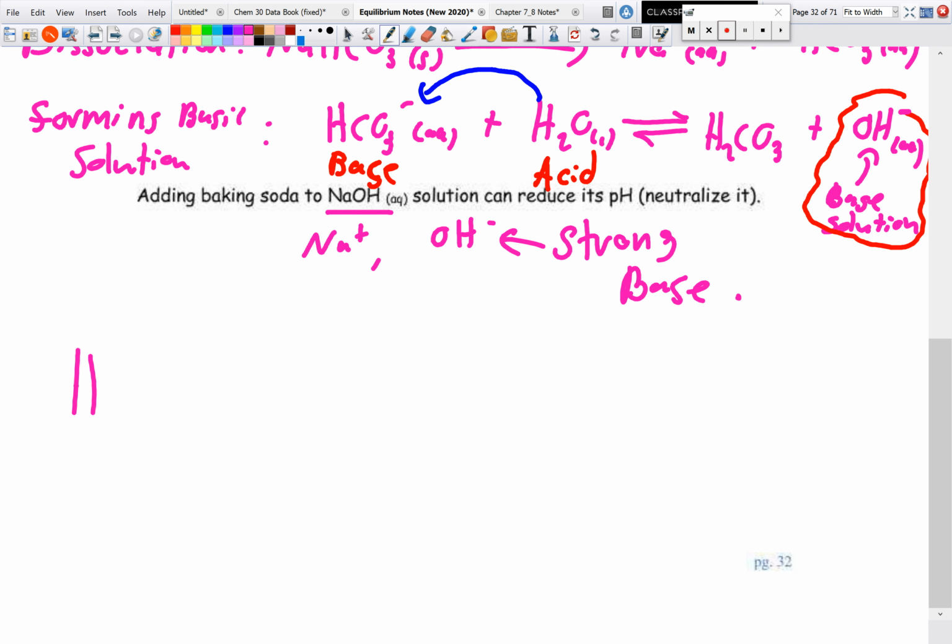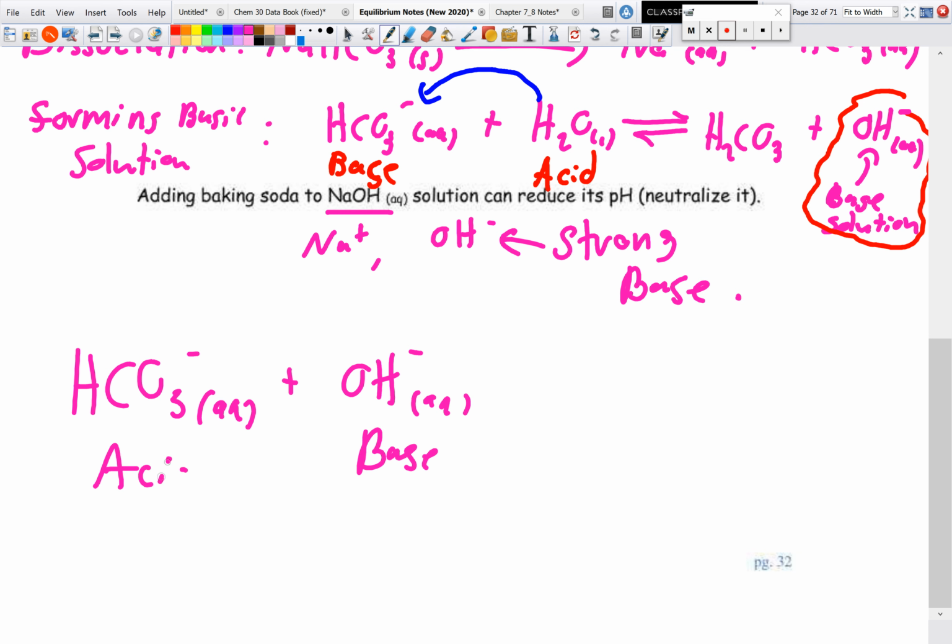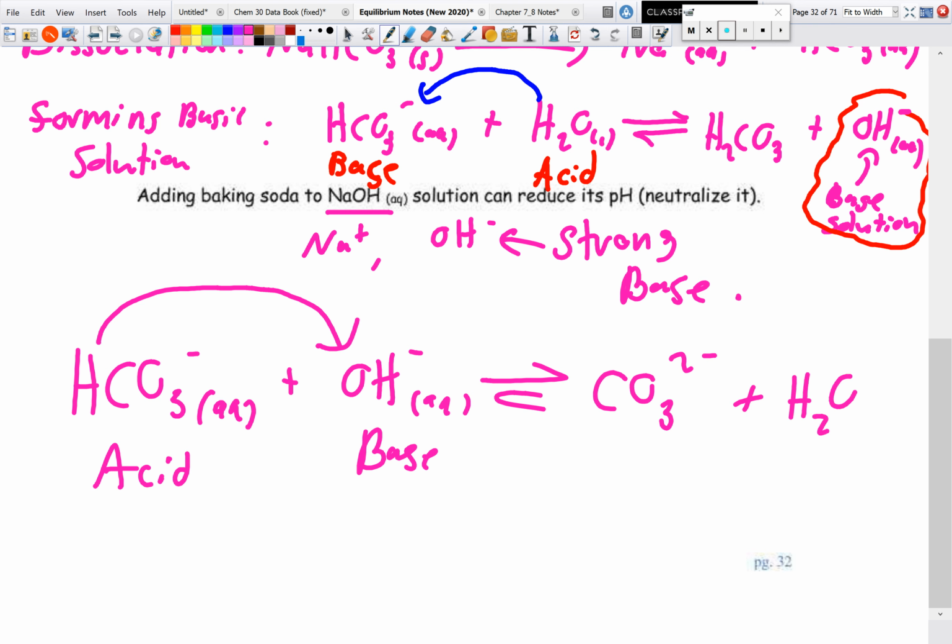So that means if hydroxide is the strongest base present, that's going to act as a base. This is going to act as an acid. So we're going to get our hydrogen transfer like this, and we get CO3 2 minus plus H2O. And we can tell that by adding sodium hydroxide to the solution, we can help reduce its pH or neutralize it.